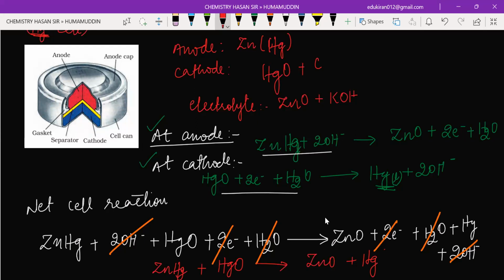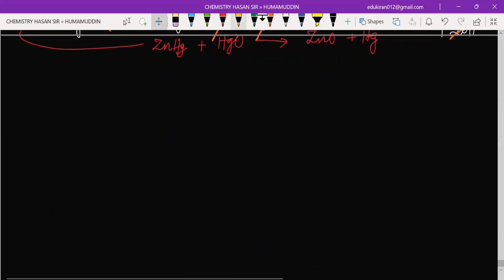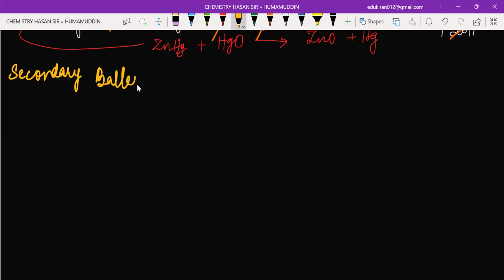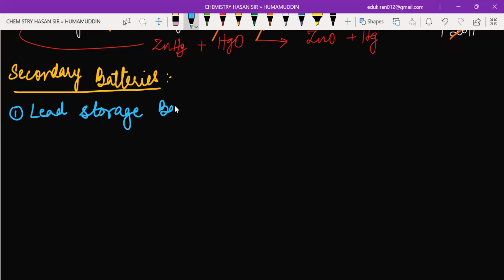Done, sir. Very good. So this is your net cell reaction. Always remember that. Now the next is your secondary batteries. Now in secondary batteries, we took the first example, which was the lead storage battery, right? Lead storage battery.